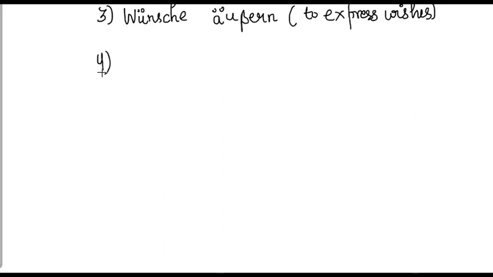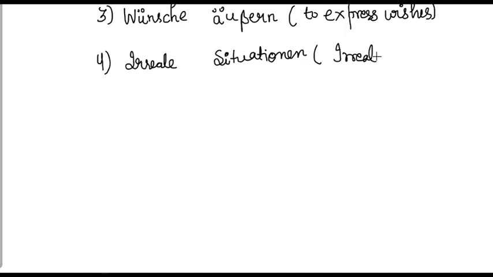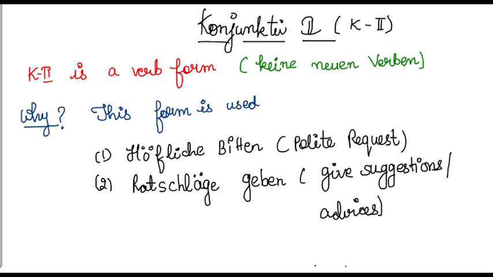And last is irreale Situationen, which means unreal situations, a kind of imaginary situation. It is used to express your imagination. Okay, unreal situations. So these are a few situations in which we utilize the Konjunktiv II form of the verb.